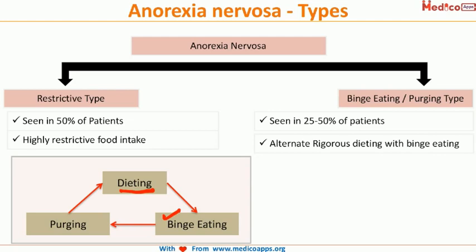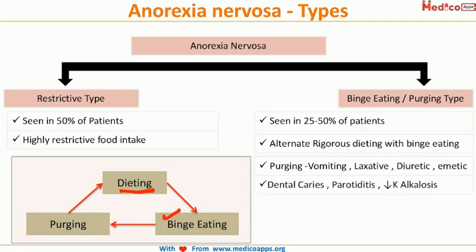The moment they binge eat, then again the anxiety comes that they have eaten, that guilt comes in, and then they start purging. Purging may happen by vomiting, use of laxative, diuretic, emetic, and if there is a lot of vomiting and use of emetic, then you can find features like dental caries, parotitis, decreased sodium, decreased potassium, alkalosis. So all these can be seen if there is a lot of vomiting.